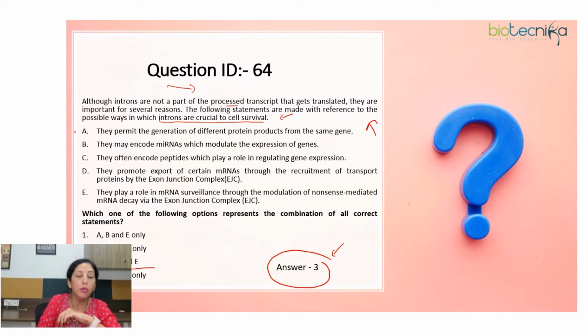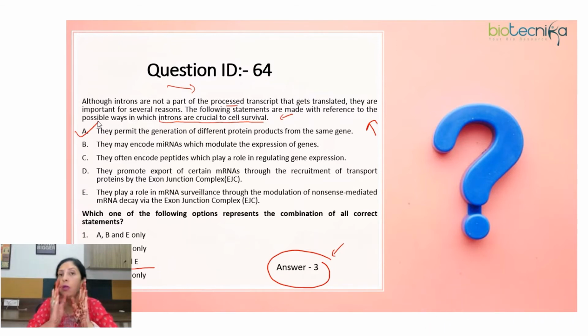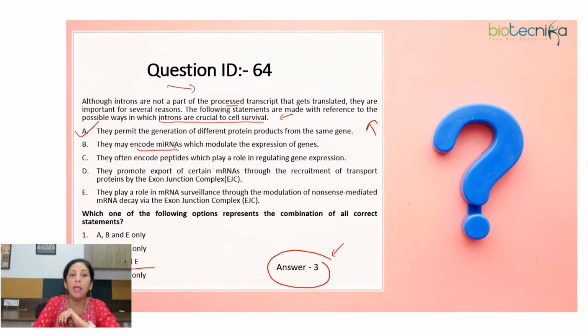Right. So what do we have in statement A? They permit the generation of different protein products from the same gene. Yes, if you know about alternate splicing, they actually permit the generation of different protein products, because mRNA splicing would be done in different ways, and hence we may get alternate forms of the proteins from the same gene. Next, we have, they may encode miRNAs which modulate the expression of genes. So this is again correct.